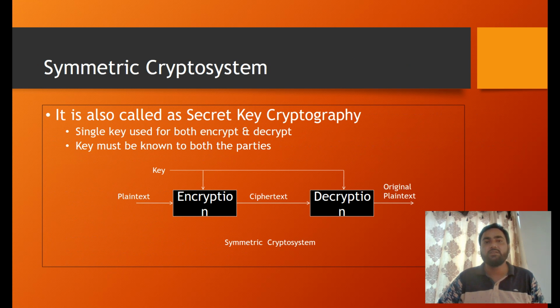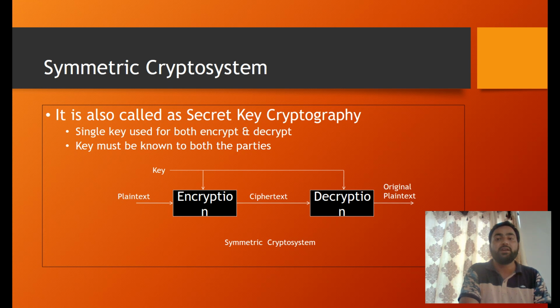This is the symmetric cryptosystem, which is also called secret key cryptography, as a single key is used for both encryption and decryption, and it is the secret key that is only available with the sender and the receiver of the message. This is also the primary condition of the algorithm, that the key must be known to both parties. If both parties know it, only then can the encryption and decryption processes be done.